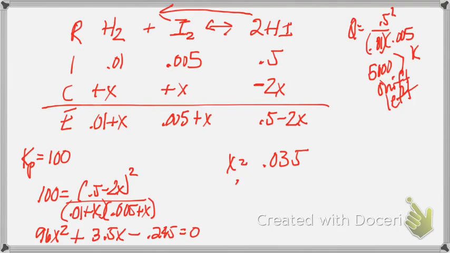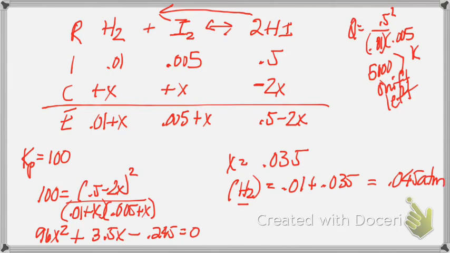So then our hydrogen would be 0.01 plus 0.035, which is 0.045 atmosphere. Our I2, notice I'm using parentheses, not brackets, because we're dealing with pressure.